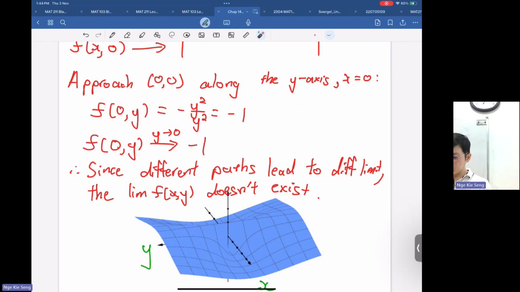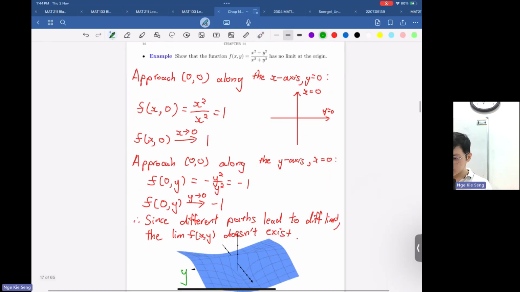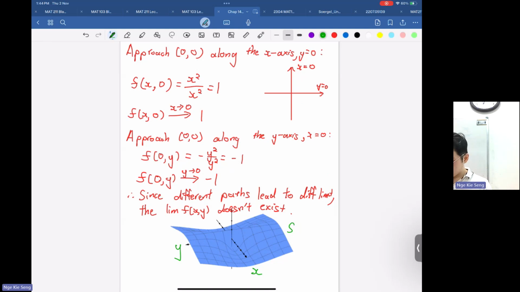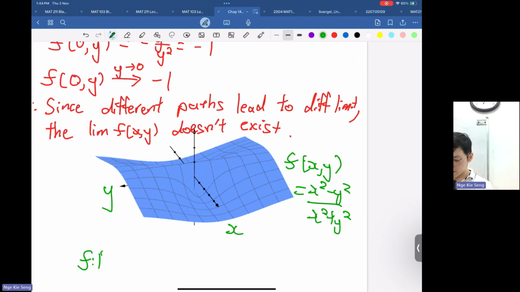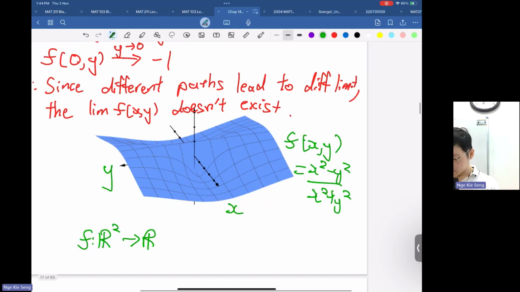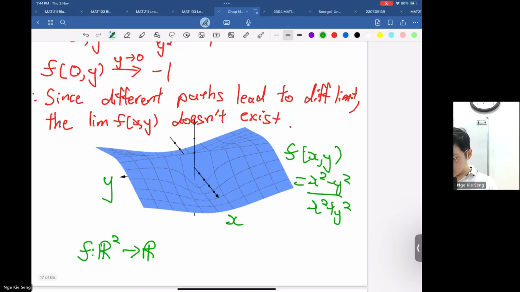So you should imagine that this f(x, y) is this function here: f(x, y) equals x squared minus y squared over x squared plus y squared. And have I taught you a way of thinking of R squared to R? How should you think of this? You should think of this as a graph of f, and the graph of f is living in R3.